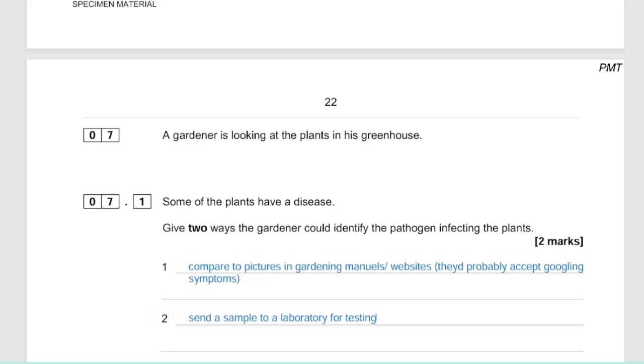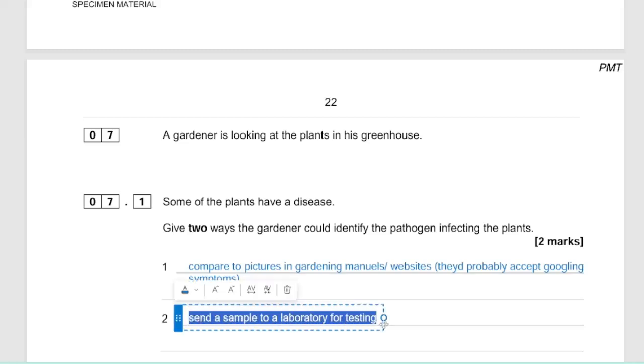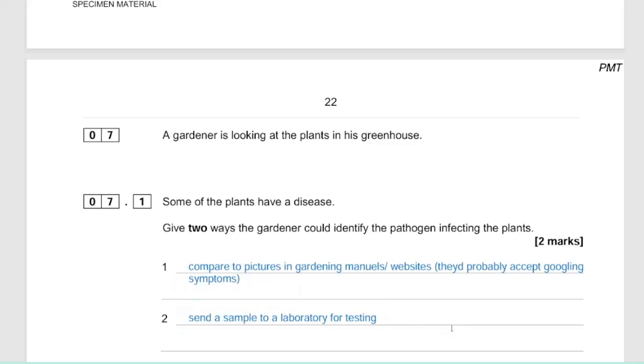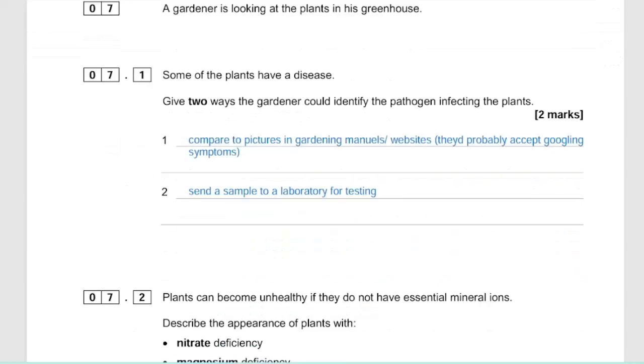Send a sample to the laboratory for testing. It does say it's specifically a gardener looking at plants in his greenhouse. However, most people are just going to be thinking of their general garden, and this isn't available for most people. Most average people with a garden aren't just going to get a sample of their plants and send it to a laboratory for testing. There may be some very crazy over the top gardeners out there, but I don't think AQA should be targeting their mark scheme at crazy over the top gardeners instead of standard people.